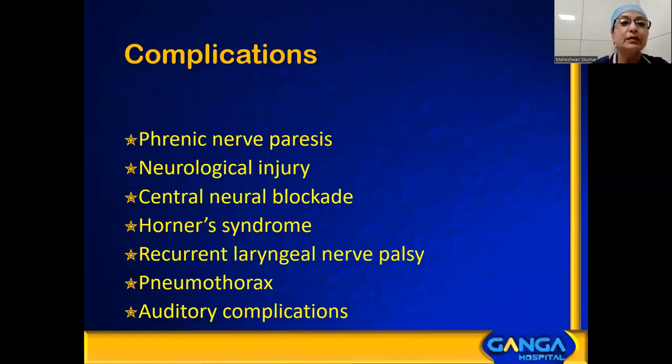Coming to the complications of an interscalene block: phrenic nerve paresis, neurological injury, central neural blockade, Horner syndrome, recurrent laryngeal nerve palsy, pneumothorax, and auditory complications.